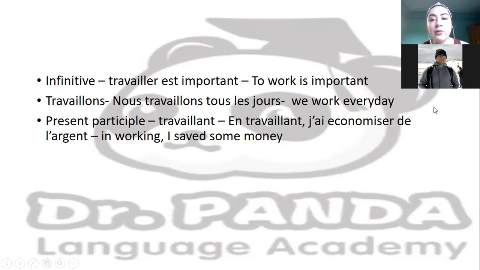And when you want to say in working, I saved some money, you can say, so this is the present participle that we are studying: en travaillant, j'ai économisé de l'argent. Very good. So when you say de l'argent, it is some money. So in working, I saved some money. Yes, very good. So en travaillant is the present participle.